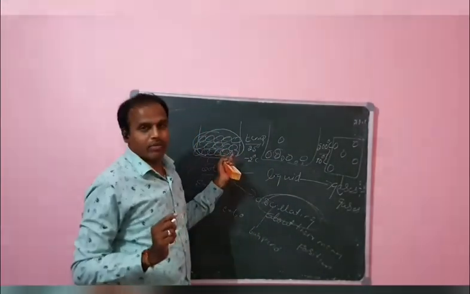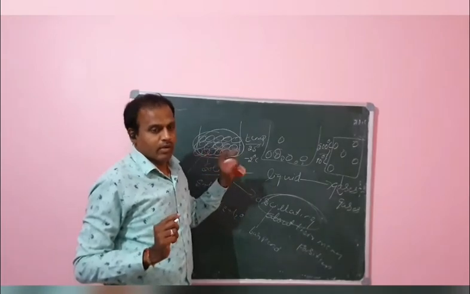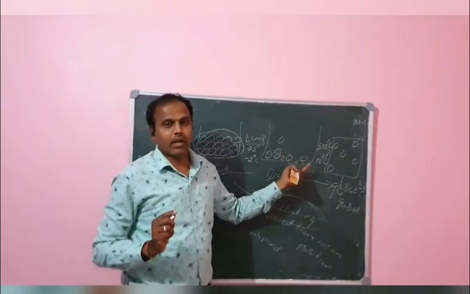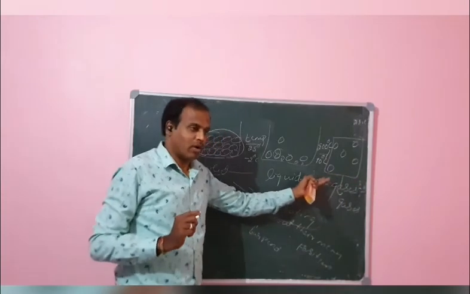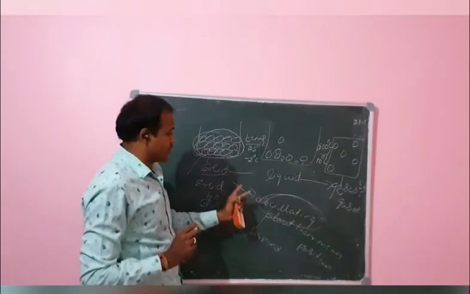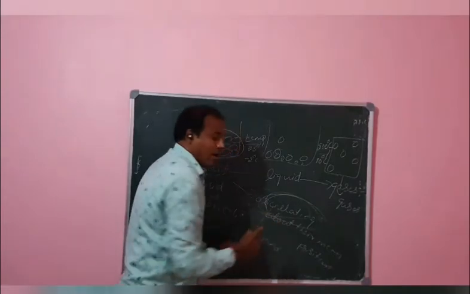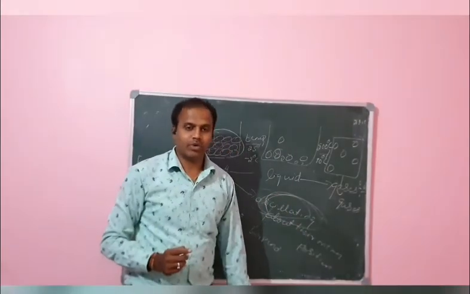A very tightly arranged set of particles is the solid. Loosely arranged is the liquid. Very loosely arranged is the gaseous form. Again it comes to the original position. That is called oscillating about the mean position.